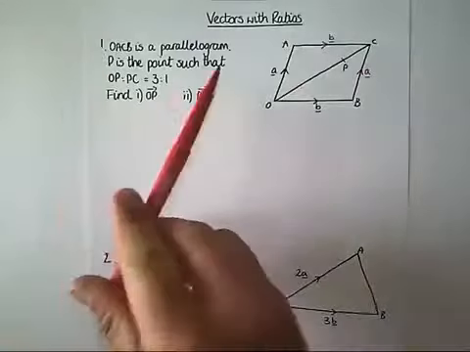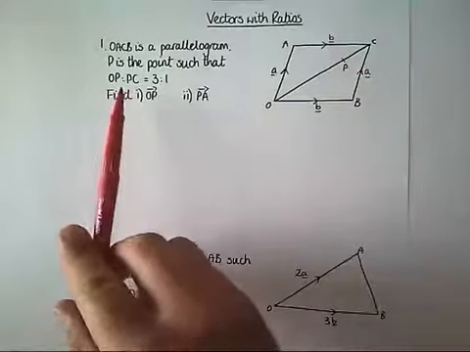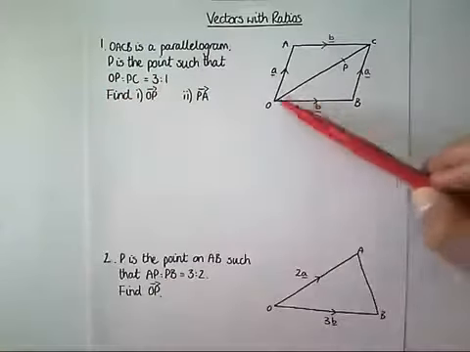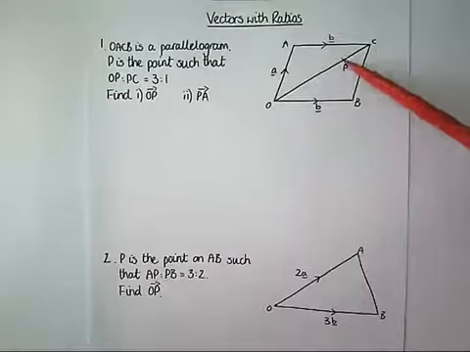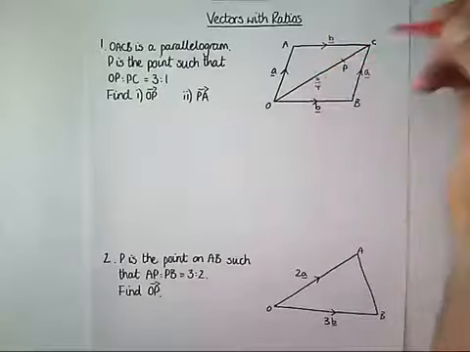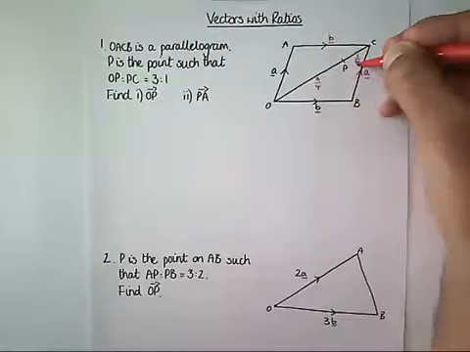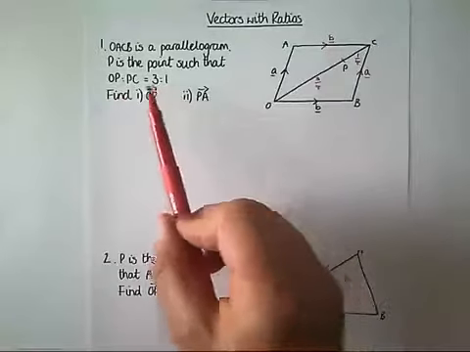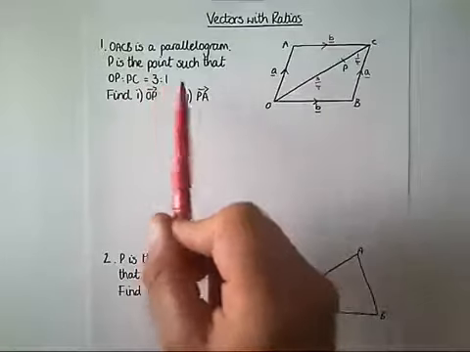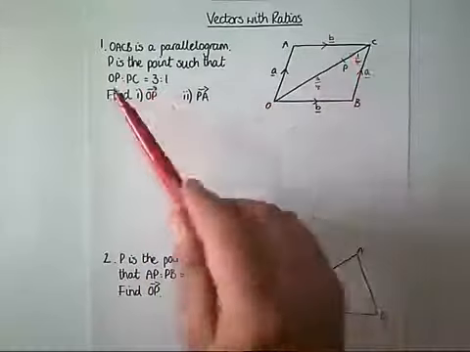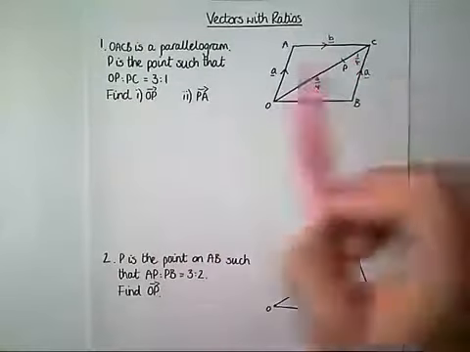P is the point such that OP to PC is in the ratio 3 to 1. So this is 3 parts of the line and that is 1 part. That means there are 4 parts of that line in total. So this is 3/4 of the line and that part is 1/4 of the line. Take your ratio, add together the 2 parts, so 3 plus 1 is 4. That's the total, that's what's going to be on the bottom of your fraction. Then OP is the 3 parts, so 3 out of 4, and PC is the 1 part, 1 out of 4.